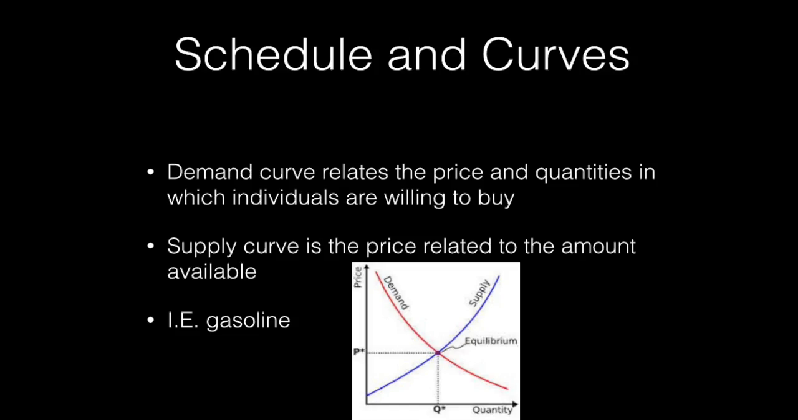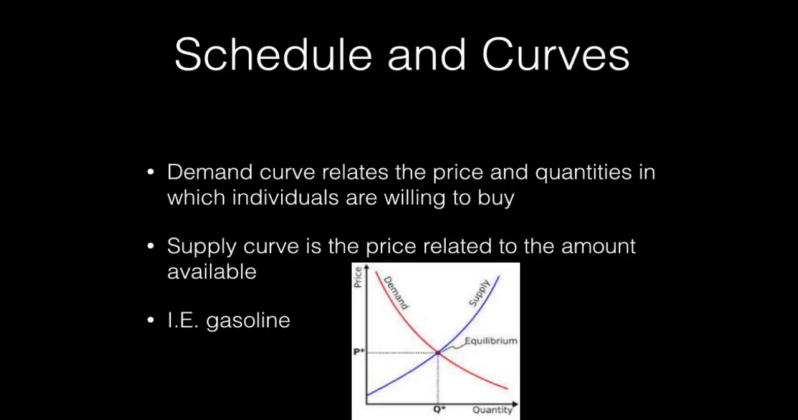Alright, so schedule and curves. Basically, the demand curve is going to relate the price and quantities in which the individuals are willing to buy, okay? So it might have the price on the left, and it might have the quantity that the individuals want to buy. Now, the supply curve is the same as the demand curve, except instead of the amount willing to buy, it's the amount that's available.